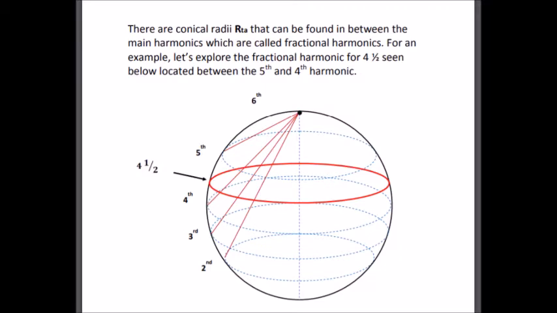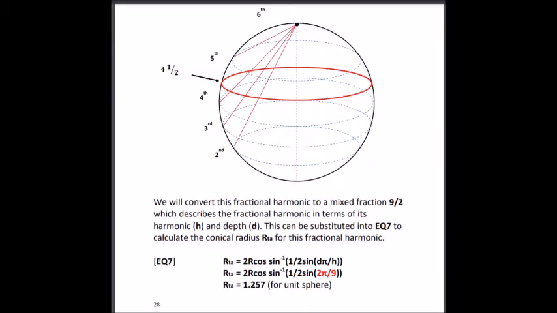Now, there are other harmonics that have a depth beyond 1, and let's see what they are. There are conical radii that can be found between the main harmonics, and they're called fractional harmonics. For an example, let's explore the fractional harmonic for 4.5, seen below, located between the 5th and 4th harmonic. It's best to convert this fractional harmonic to a mixed fraction, in this case 9/2, which describes our harmonic in terms of its harmonic h and the depth d.